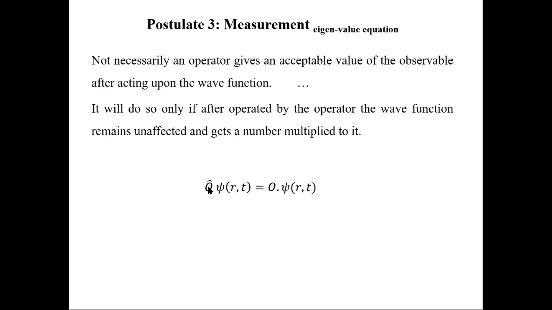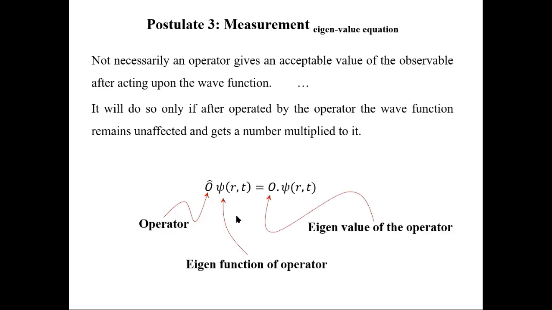When an operator is operated on a wave function and it gives the same wave function multiplied by some number, then for this operator, this wave function is known as an eigenfunction of the operator. And this value is known as the eigenvalue for the operator. And this whole equation is known as the eigenvalue equation. So for real measurements, we need the eigenvalue equation. The pair of wave function and operator which do not follow the eigenvalue equation are useless for us. The eigenvalue equation is equivalent to an experiment in the laboratory.